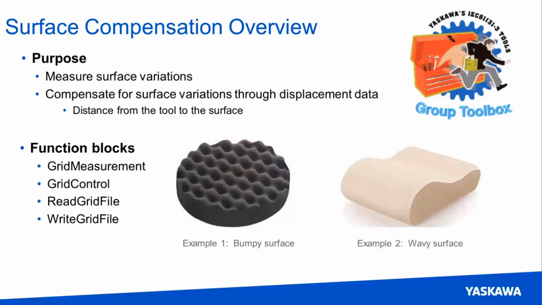Here's maybe a more practical example, where you have a wavy surface. If you have a large bed, there's a chance that there's warping in it, and not all points in it are at the same height or at the same level across the entire surface. So grid measurement again could be used to take several data points across that surface and account for that waviness.